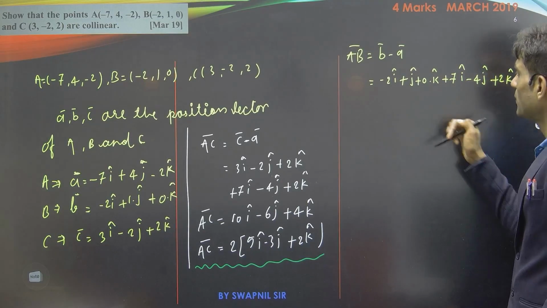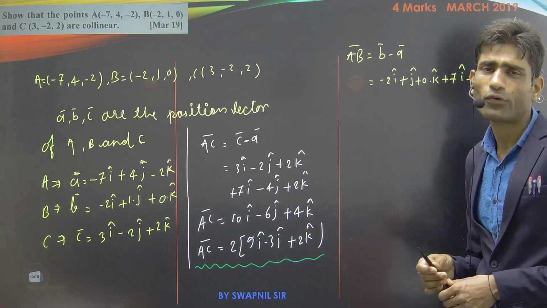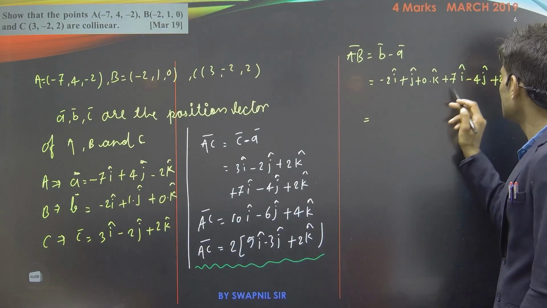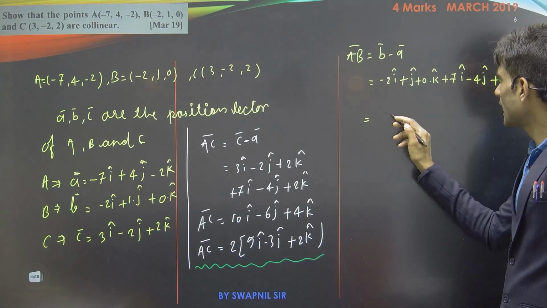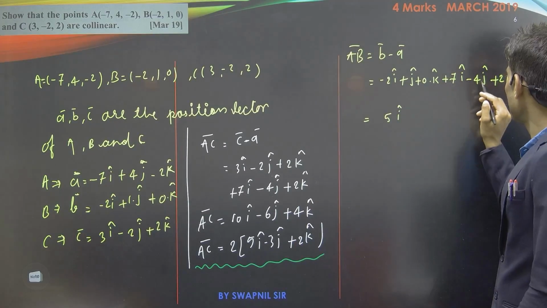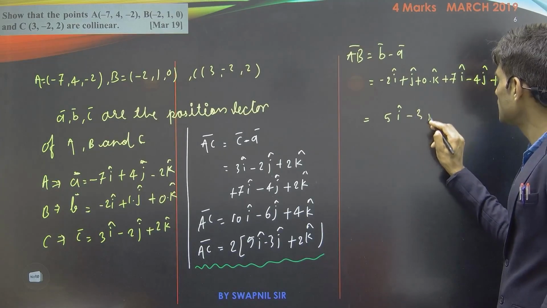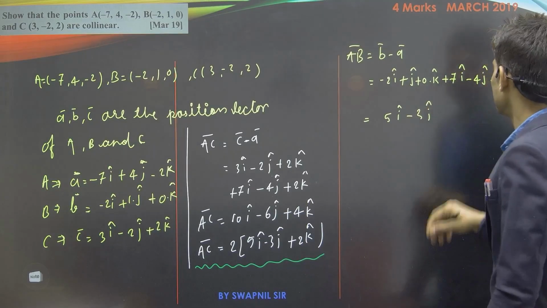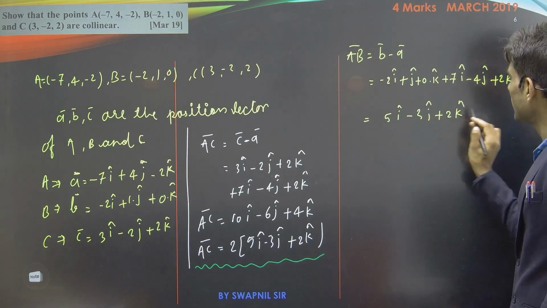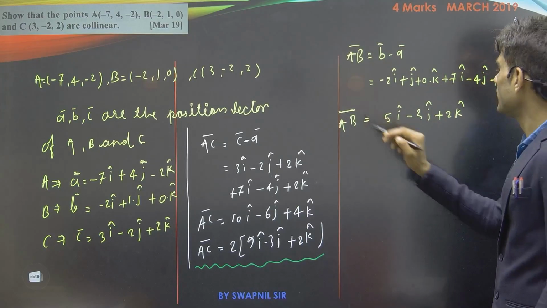The similar variables I cap, J cap we are going to add. Minus 2 times I cap plus 7 times I cap can be written as 5 times I cap. J cap minus 4 times J cap can be written as minus 3 times J cap. And 0 times K cap plus 2 times K cap can be written as 2 times K cap, which is the value for position vector AB bar here.